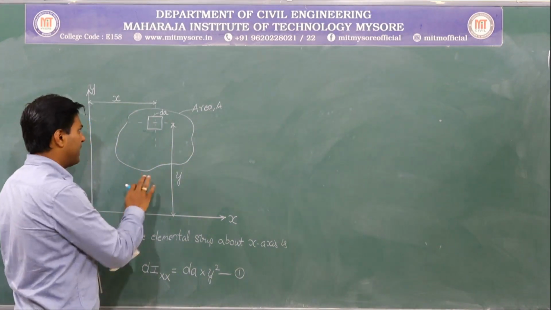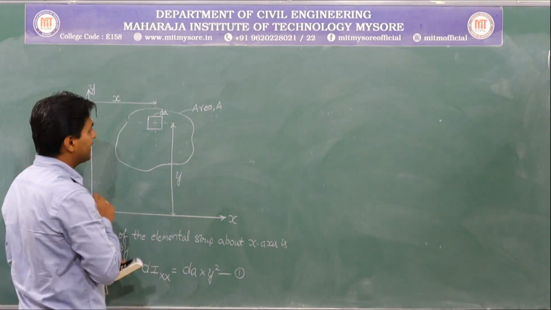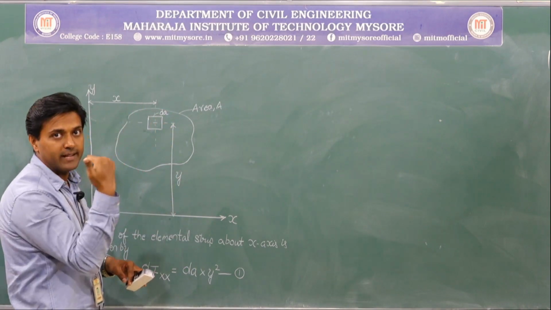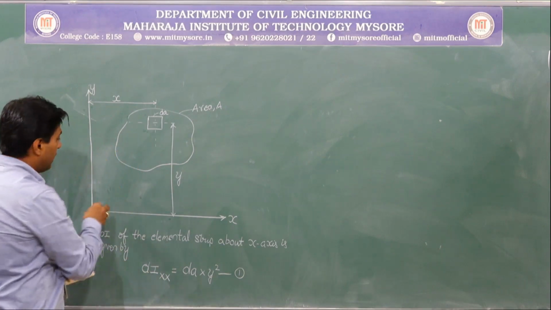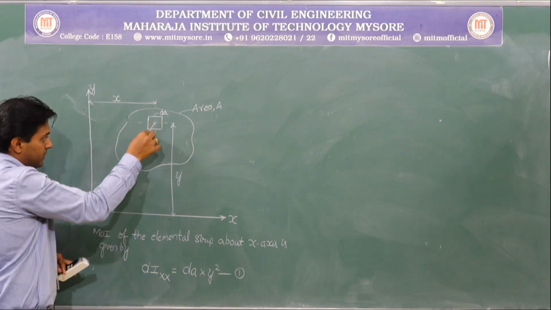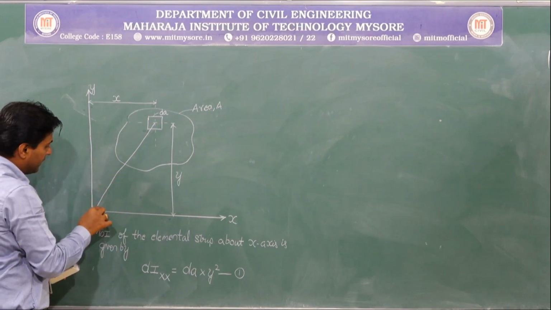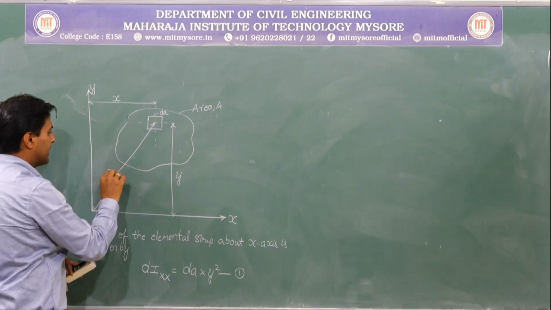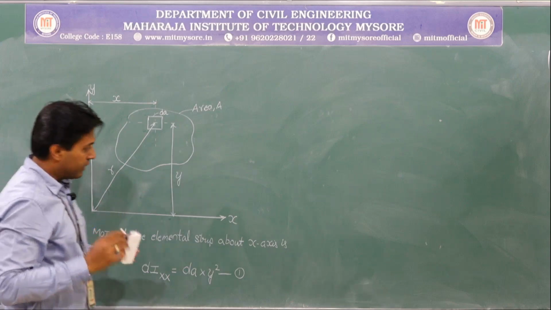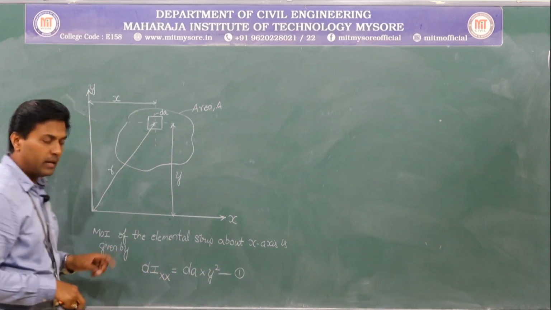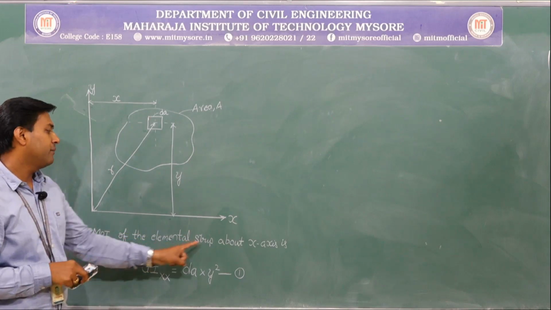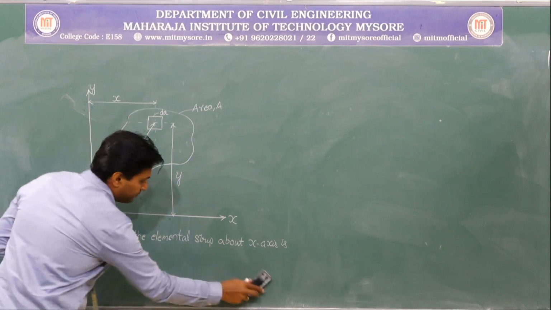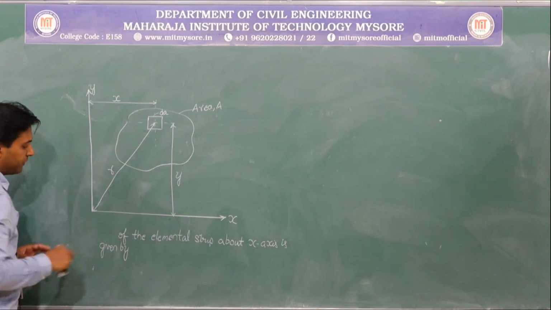Observe here, I will take the same diagram. Here the x distance and y distance are there, but I need the z-axis distance. The z-axis is towards you. So that particular distance I will mark like this and call it r. Now what I will be doing is the same thing. The moment of inertia of an elemental strip about the x-axis is given by, instead of this, what I will be doing is the polar moment of inertia.